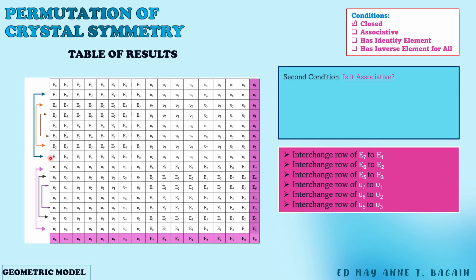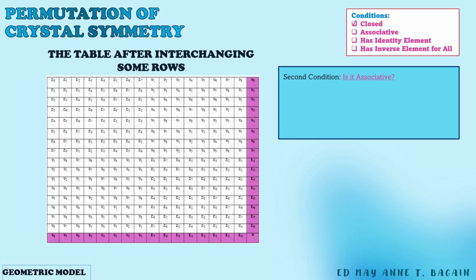So this blue should be interchanged, this yellow should be interchanged, and this brown should be interchanged. The same with this one. The epsilon sub 7 and epsilon sub 1 should be interchanged, so that the epsilon sub 1 should be here at the top. And the same with this one, epsilon sub 2 and epsilon sub 6 should be here at the epsilon sub 6, the 2. And so the pink and the brown and the violet should be interchanged as well for us to be able to get this, the table after interchanging some rows.